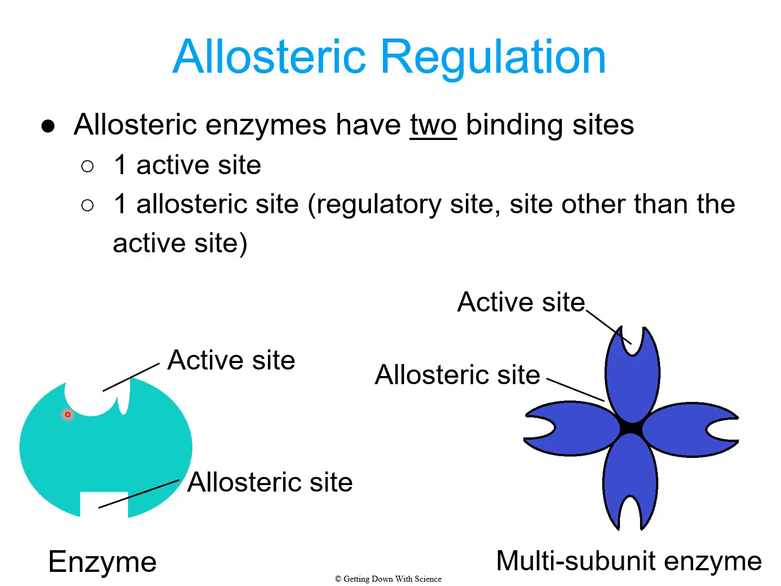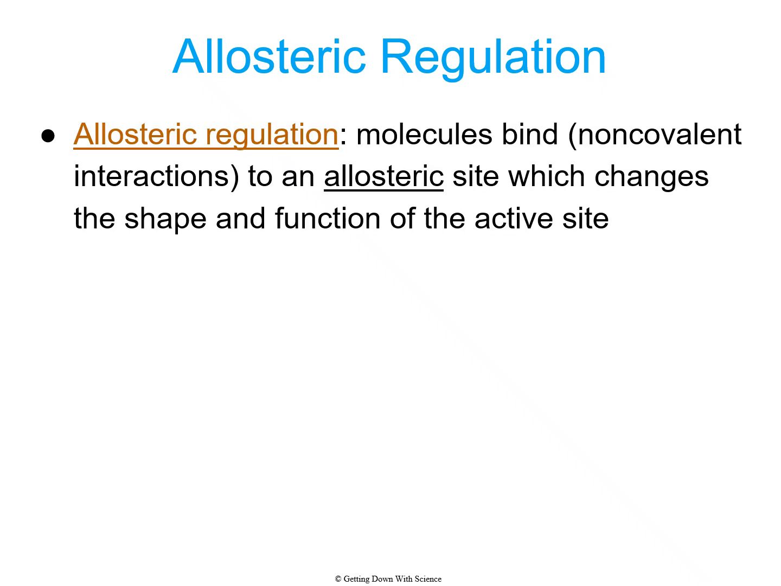So here we have an enzyme and its active site, and here we have the allosteric site. And this is another example. Here we have the active site of the enzyme and the allosteric site. This is a multi-unit enzyme, which is also an enzyme. This is showing an enzyme that is able to break down more than one substrate at a time. So the allosteric site is always going to be somewhere else that is not the active site.